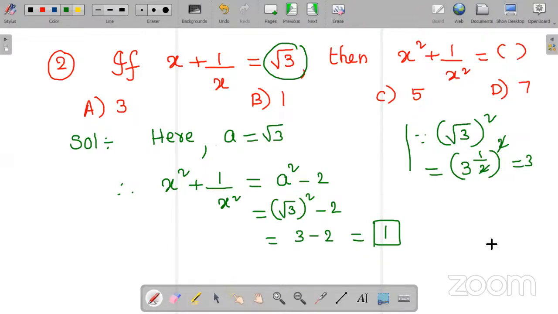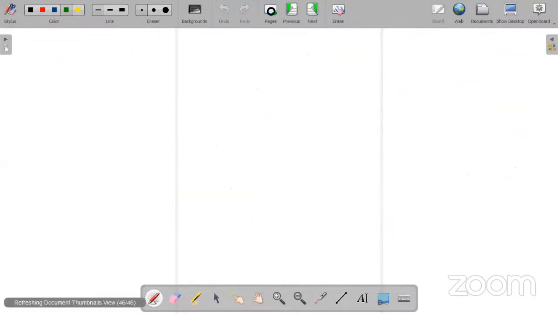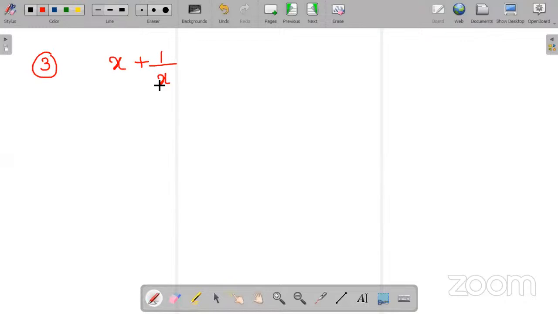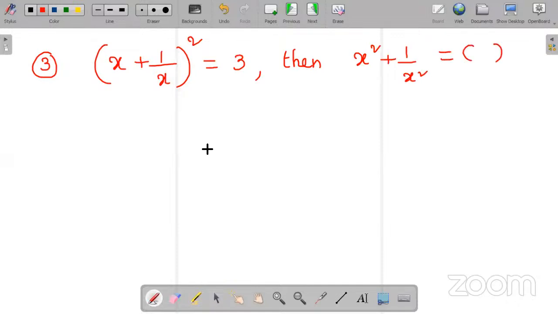Right. Let us move to one more question. See, x plus 1 by x whole square is equal to 3, this question was asked previously. Then x square plus 1 by x square is equal to? Tell me what is our answer? A 1, B 2, C 3, D root 3.